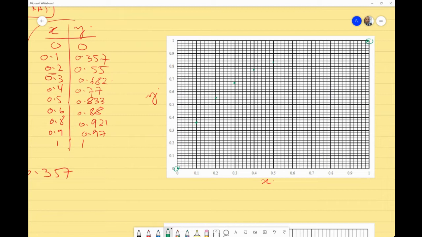And 0.6, 0.88, and 0.8 is somewhere here. Where's my 0.8? 0.8 is 0.92. This is 0.92 here. And at 0.9 it is going to be 0.97. And this is the last point.